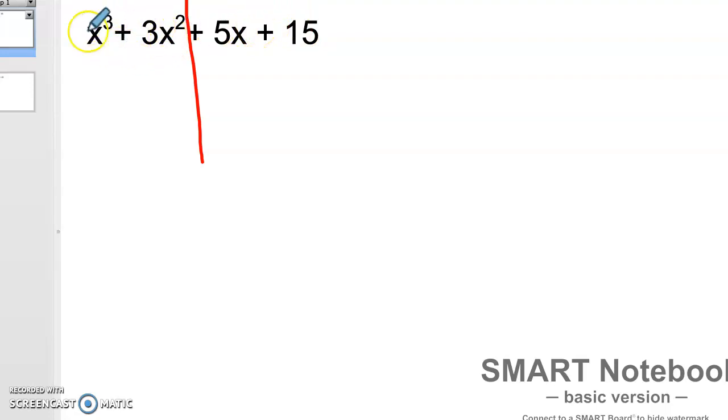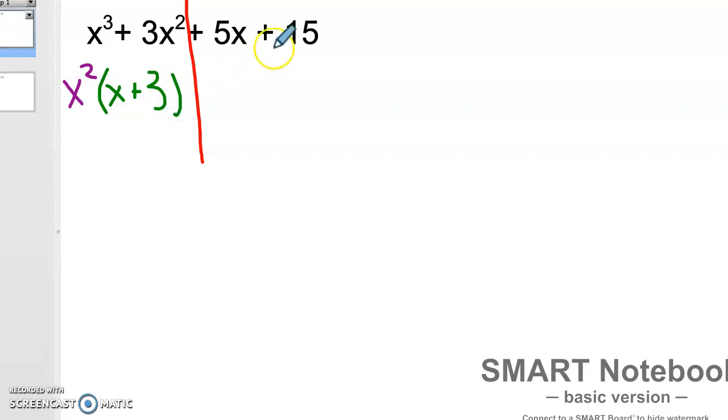So on the left side of the red line, I want to take out the greatest common factor between x to the third and 3x squared. I know I can't factor out a number, but I do see that both terms at least have 2 x's, so I can take out an x squared from both. Then I'm going to divide each of those terms by x squared, and x to the third divided by x squared is just x, and 3x squared divided by x squared is just going to leave us with positive 3.